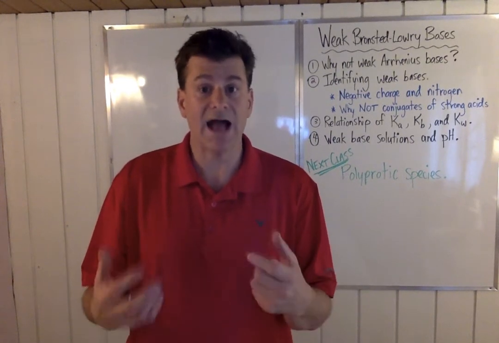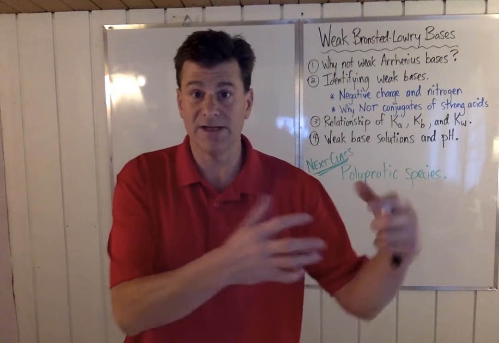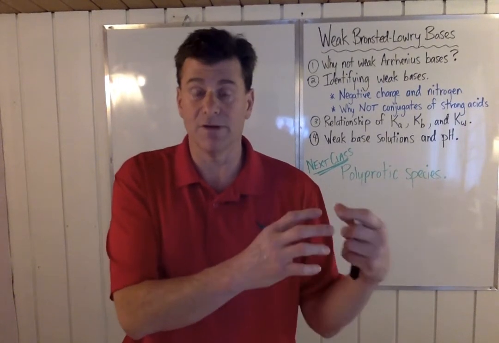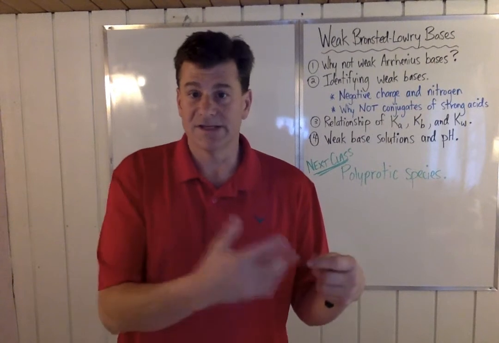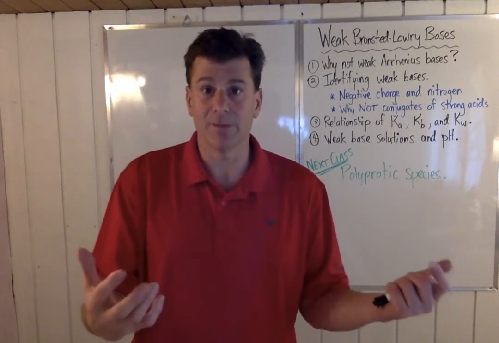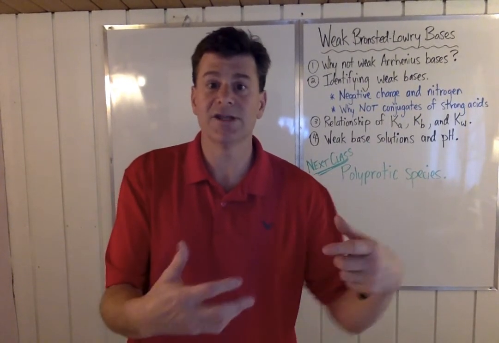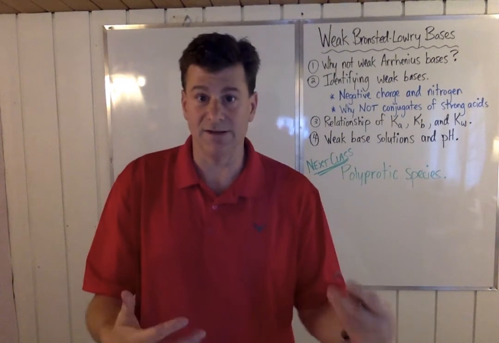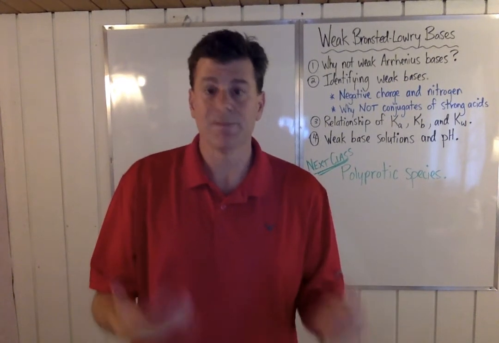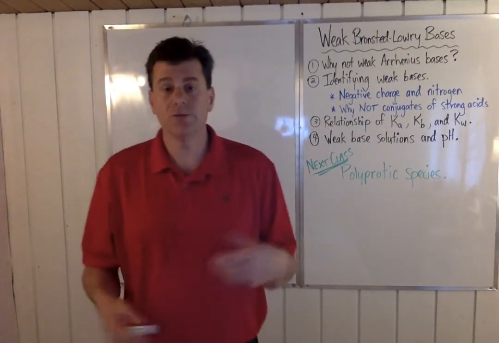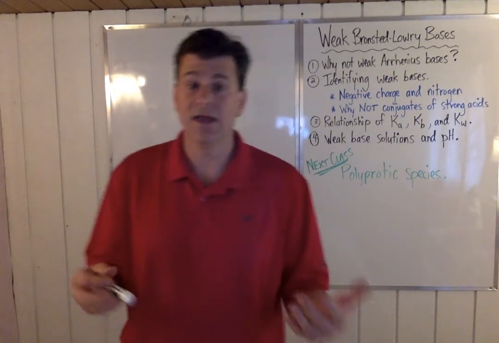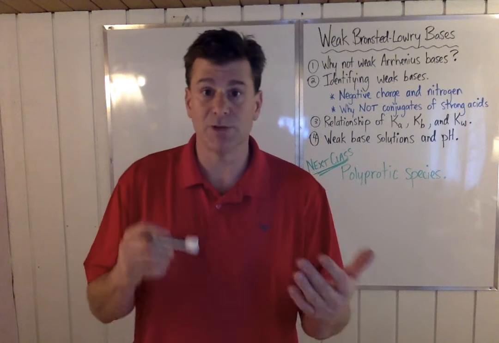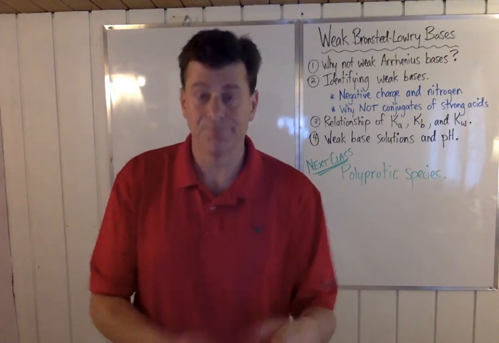So if you've got variables in your ICE table, and there are variables over on the expression side where all the concentrations are, and it's supposed to equal some number, you don't have a number. So you can't actually solve anything then. You need a number for the Kb, and you don't have it. So you need to know how to get that number. And that's why you have to understand the relationship between Kw, Ka, and Kb.